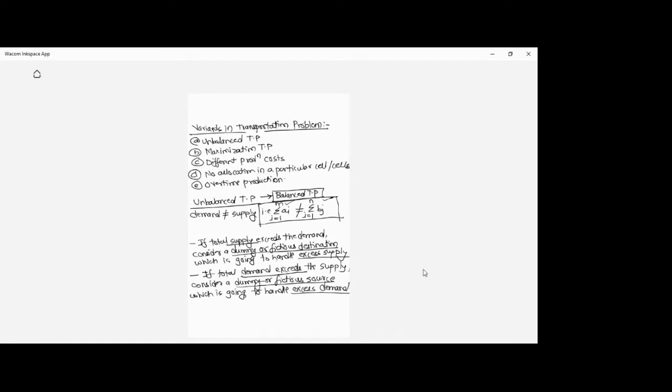So in the first case, if you have to make a difference, here supply is greater than demand, right?